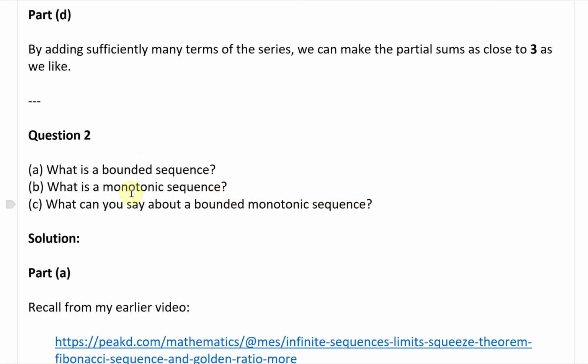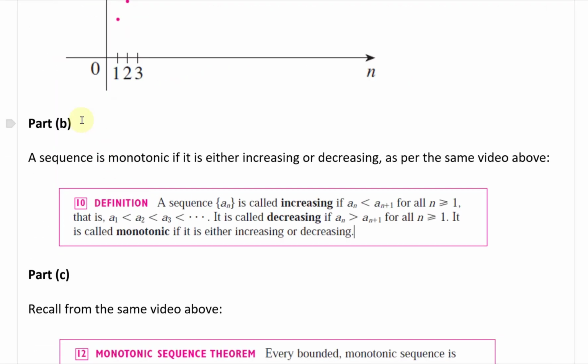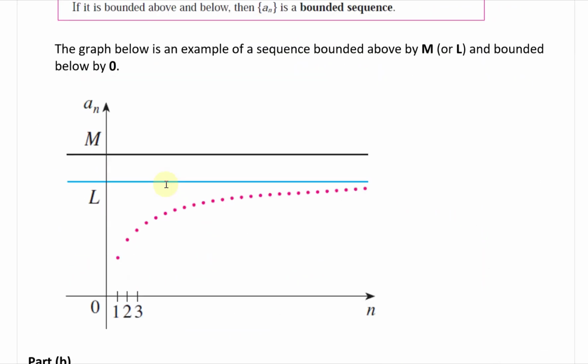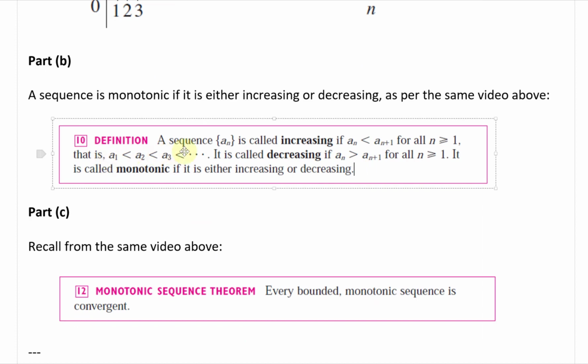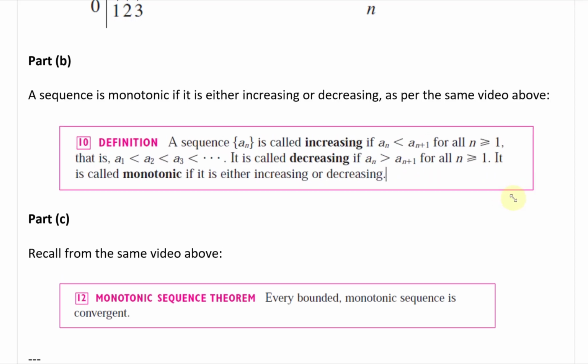All right, so now let's look at part B. What is a monotonic sequence? A sequence is monotonic if it is either increasing or decreasing, as per the same video above. From this link, we have the definition: a sequence a_n is called increasing if a_n is less than a_(n+1), so a_(n+1) is always greater than the previous one, for all n greater than or equal to 1.